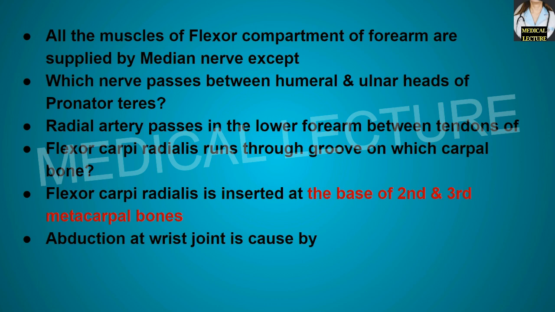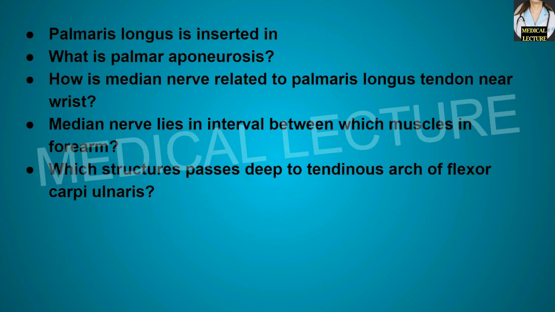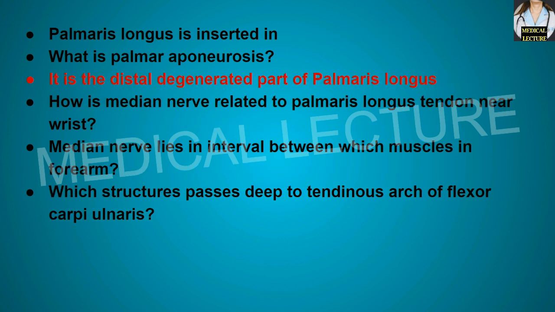Abduction at the wrist joint is caused by flexor carpi radialis, extensor carpi radialis longus and the extensor carpi radialis brevis muscle. Palmaris longus muscle is inserted in palmar aponeurosis. What is palmar aponeurosis? Palmar aponeurosis is the distal degenerated part of the palmaris longus muscle.